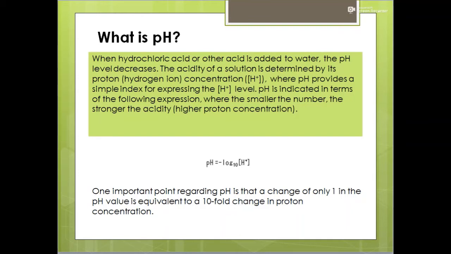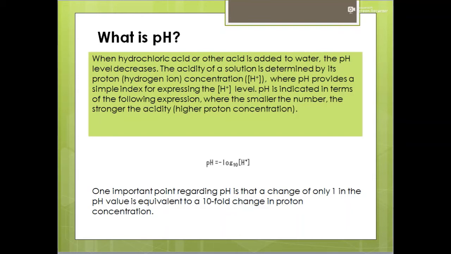But before going into the titration of amino acids, I would just like to recollect your basics regarding pH. Of course, we know what pH is. pH is nothing but the negative logarithm of the hydrogen ion concentration present in a solution. So it gives us a simple index of expressing the H plus level, or the proton level. And if the pH value is very low, it indicates that there is a higher proton concentration.